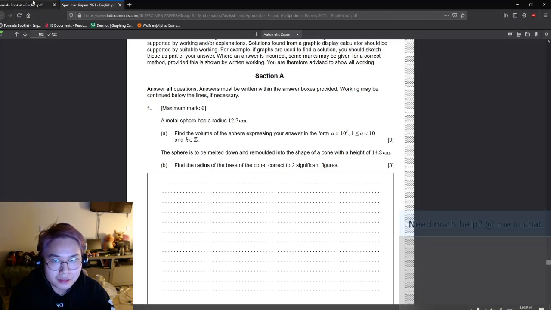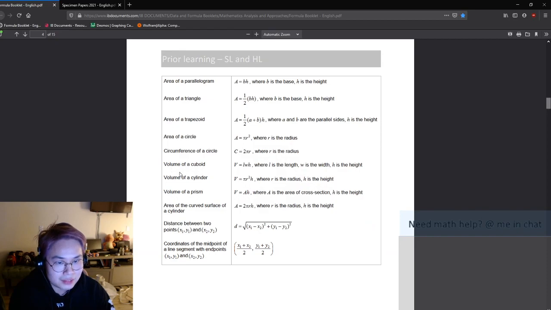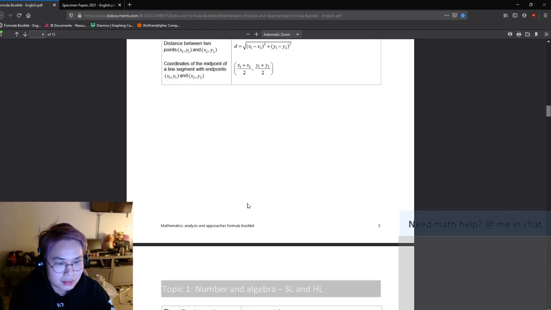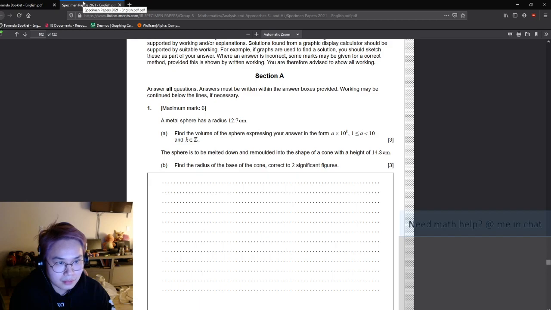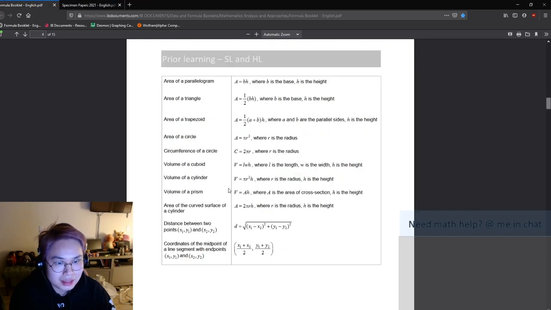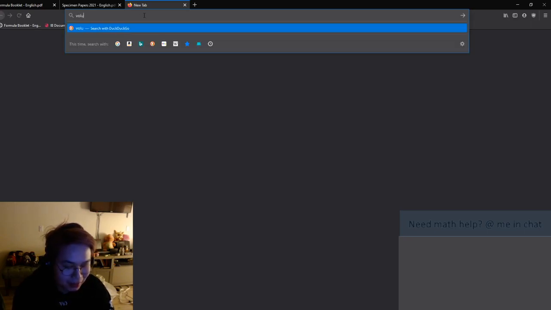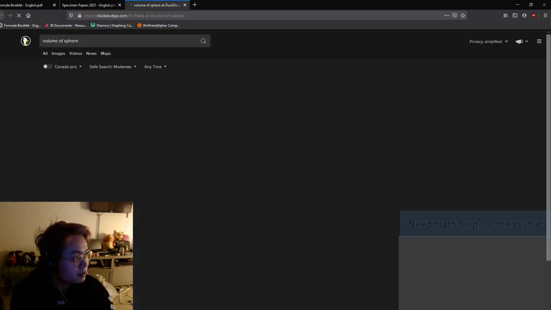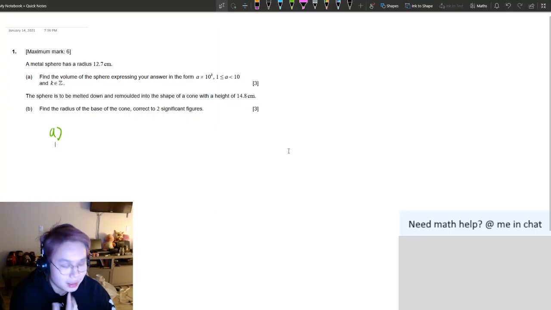Alright, first off, what is the formula for the volume of a sphere? I hate memorizing stuff. Is there more? They don't even give you the volume of a sphere? I feel like this is a mistake with the formula booklet. I'm pretty sure I know what the volume of a sphere is, but I'm just gonna double check. Is it 4 over 3 r cubed times pi? Volume of a sphere. Yes, it is.